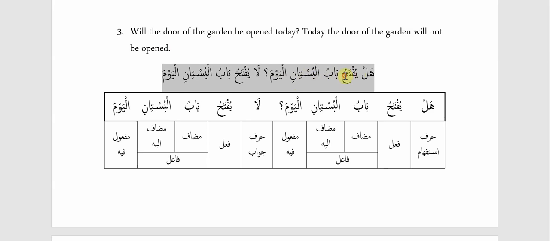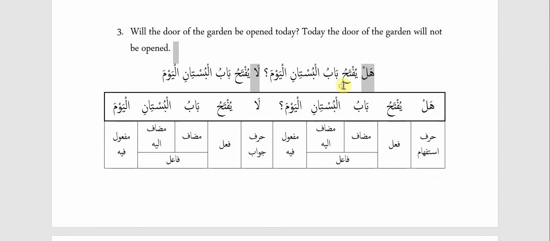All you have to do is negate open, right? As we said, for mudari, lam is the choice that is most common, and that is typically not seen here. So as long as you throw in your la, then you have la yuftahu babul bustan al-yawm. So it's the same construction, same thing going on as before, but in this case you just have a negation instead of a question, right? The only difference between these two is here you have the harf istifham, and here you have harf jawab. That changes how you're translating the whole thing. Everything else is the same.